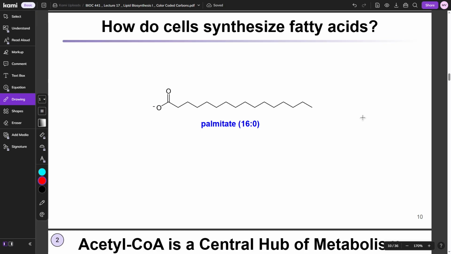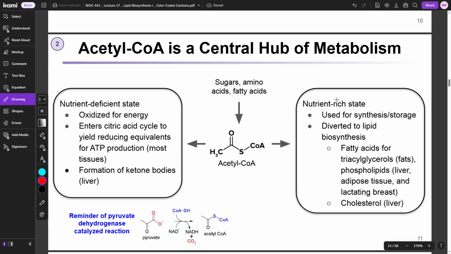So now let's talk about how we synthesize fatty acids. So this is an example of palmitate, which is a 16:0 fatty acid. And the way that we do this is actually through acetyl-CoA. And so acetyl-CoA, remember, comes from pyruvate dehydrogenase. It goes in the citric acid cycle normally. But we actually end up using this to kind of kickstart our formation of fatty acids.